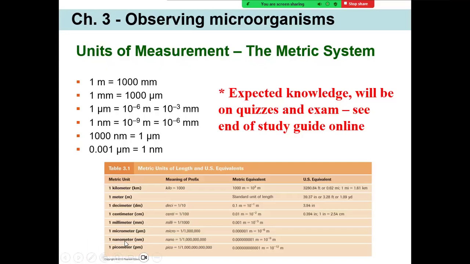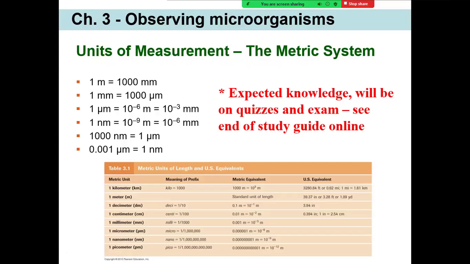A nanometer is the size of things you see under the electron microscope. So you should know a nanometer, and that's 1/1,000,000,000th of a meter, or 1 times 10 to the -9th meters. A picometer you don't really need to know. Any question about any of that?